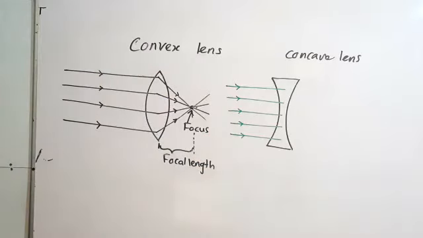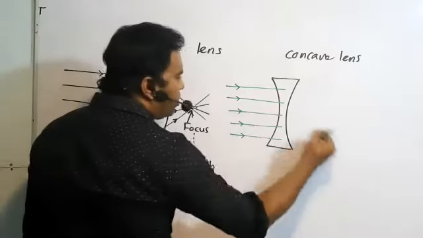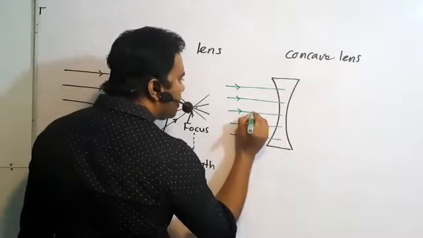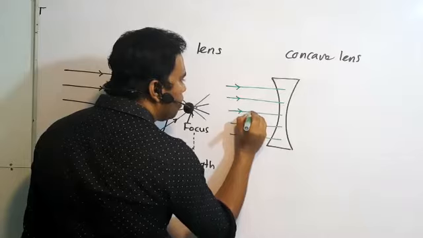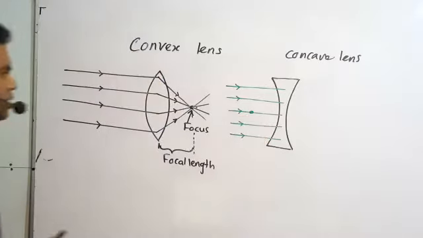Okay, this concave lens diverges these light rays as they are coming from a point in front of the lens.